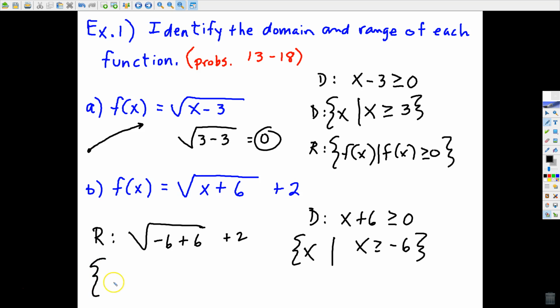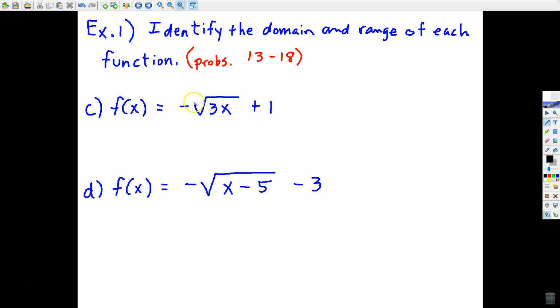All right, so for the range, again, A is positive, so it's going to have this basic shape. This end point is going to be the very bottom of the graph. So all f of x such that f of x is greater than or equal to positive 2. That was the result we got when we plug negative 6 in for x. So it's going to be a y coordinate of 2, and then it's just going to get larger from there. All right.